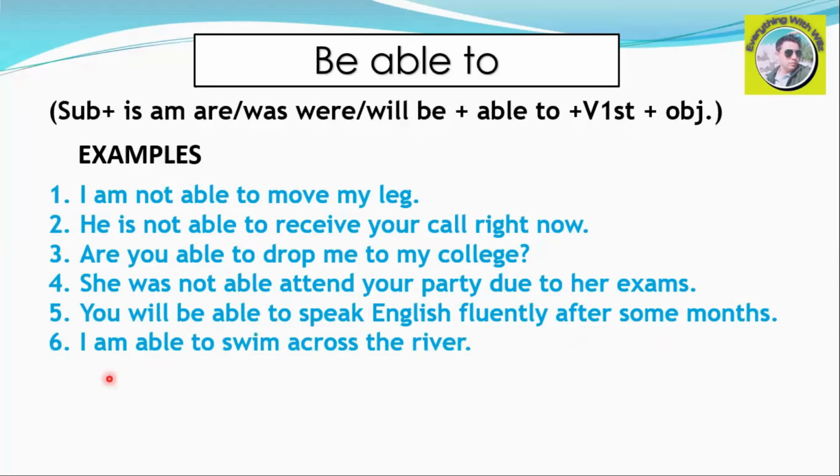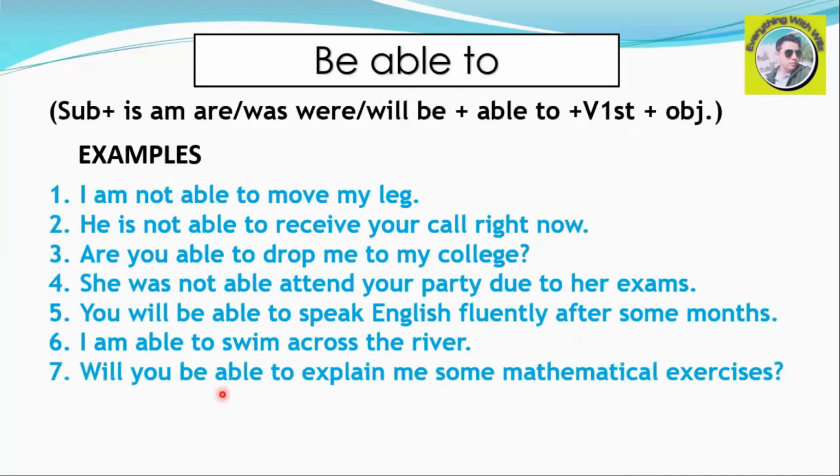Right. So example number six is: I am able to swim across the river. This means that you have the ability or capability of swimming across the river. Number seven is: will you be able to explain to me some mathematical exercises? This means, is that possible for you right now? Maybe you're not busy at the moment, and is it possible for you to explain the mathematical exercises? This means you're asking someone whether he or she will have time to explain some mathematical exercises.